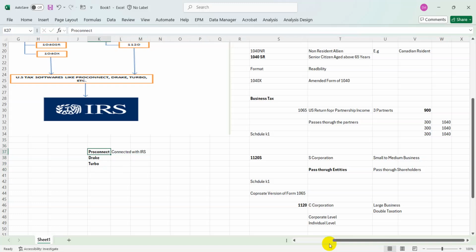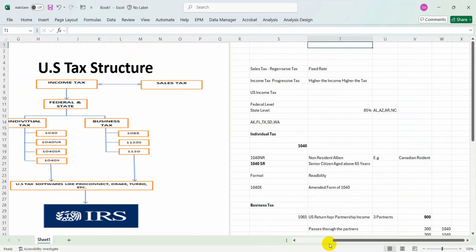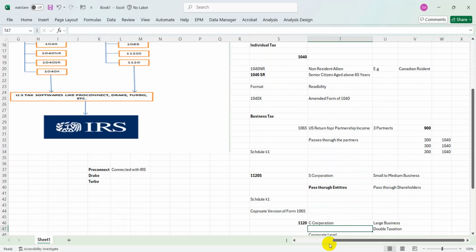And if you are going to file the simple forms, like for example 1099 forms, there's a separate story for them. For now, I'm talking about these forms. So you will use these softwares, and they are connected to the IRS, and ultimately your return will be submitted. So that's the brief US tax structure. I have tried to make it very brief. There are hundreds of forms when it comes to US taxation.